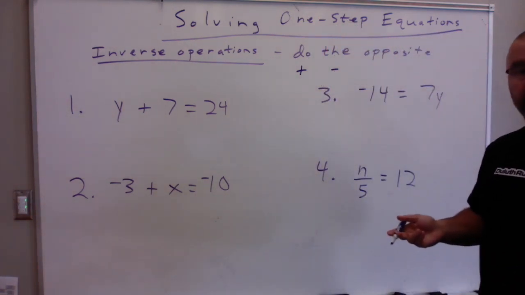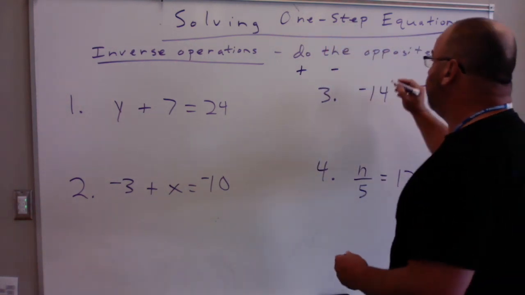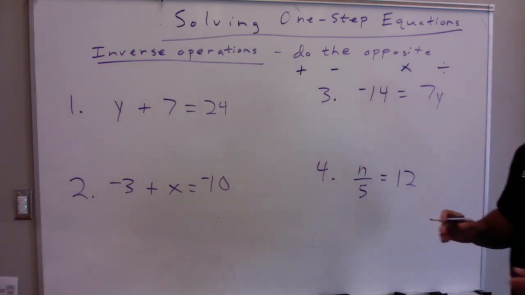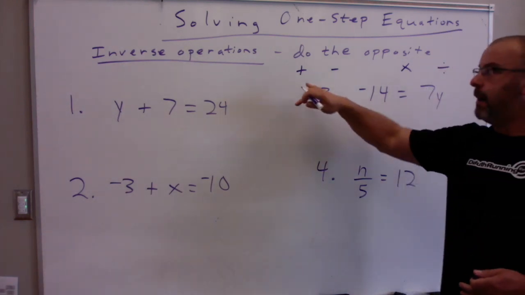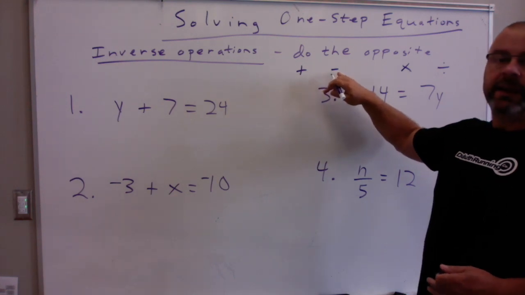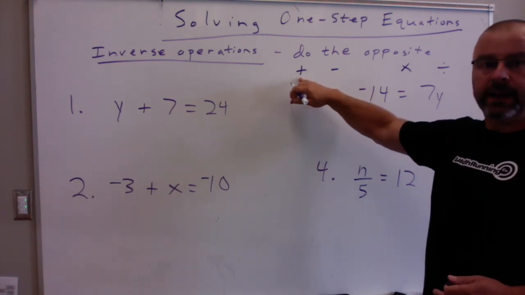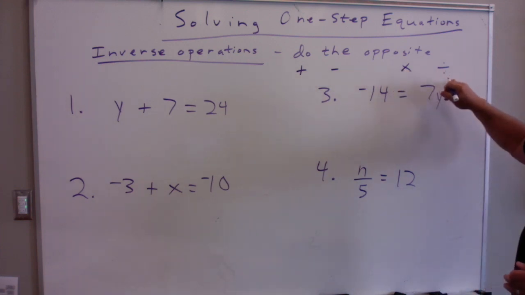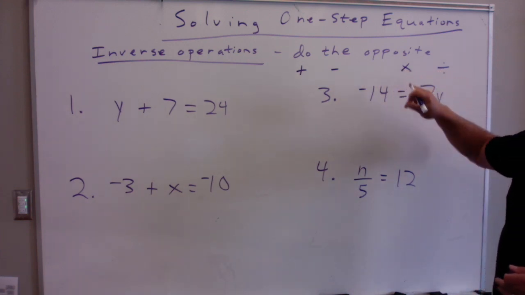The opposite of multiplying is what? Dividing, and vice versa. So when we do the opposite, we're going to think the opposite of subtracting is adding, the opposite of adding is subtracting, the opposite of multiplying is dividing, the opposite of dividing is multiplying.